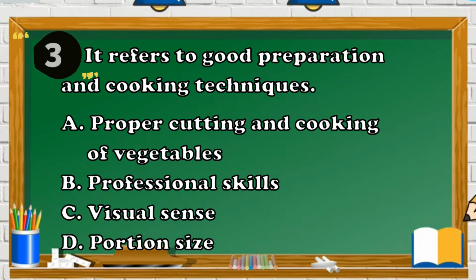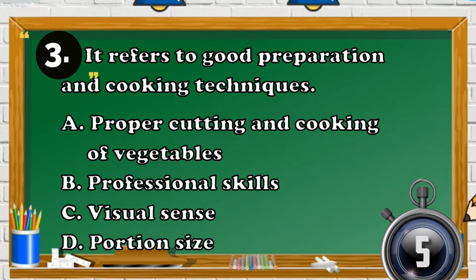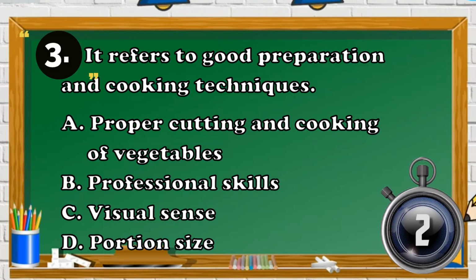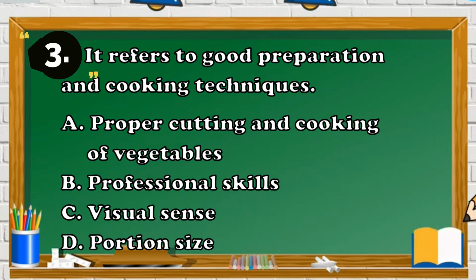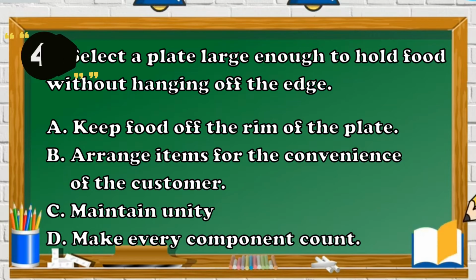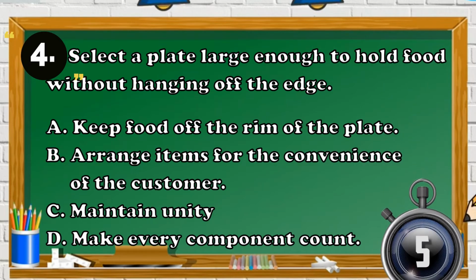Number 3. It refers to good preparation and cooking techniques. Is it A. Proper cutting and cooking of vegetables? Letter B. Professional skills? Letter C. Visual sense? Or letter D. Portion size? Number 4. Select a plate large enough to hold food without hanging off the edge. Is it A. Keep food off the rim of the plate? Letter B. Arrange items for the convenience of the customer? Letter C. Maintain unity? Or letter D. Make every component count?